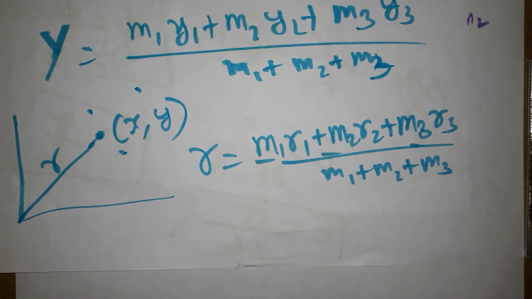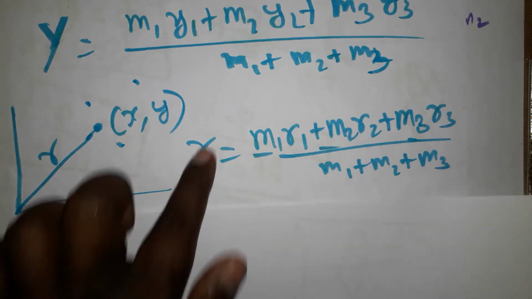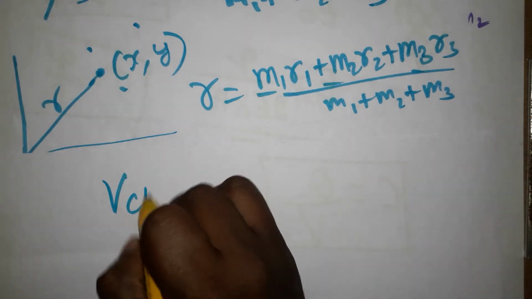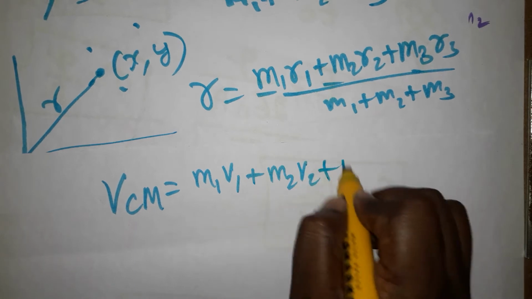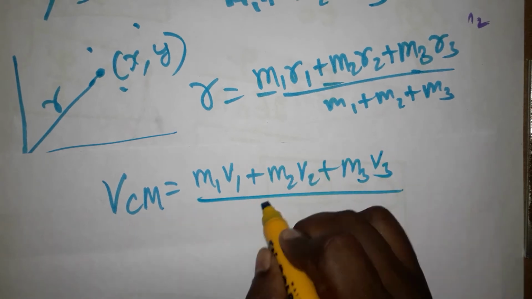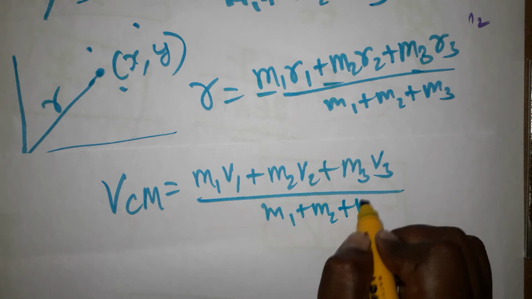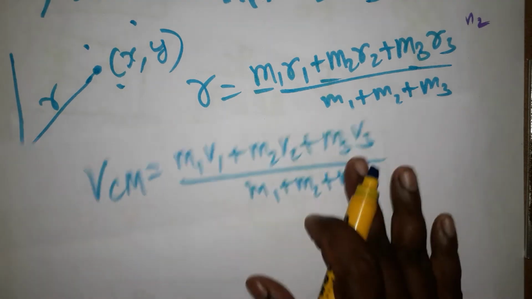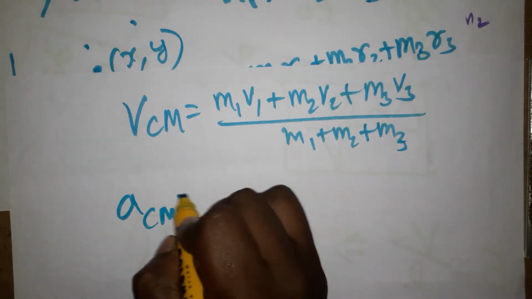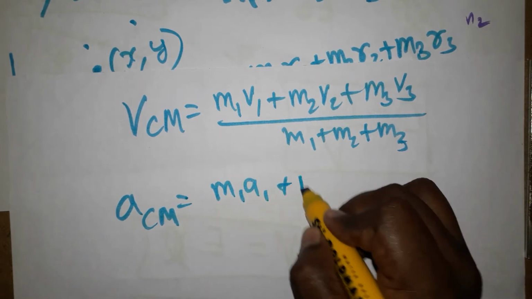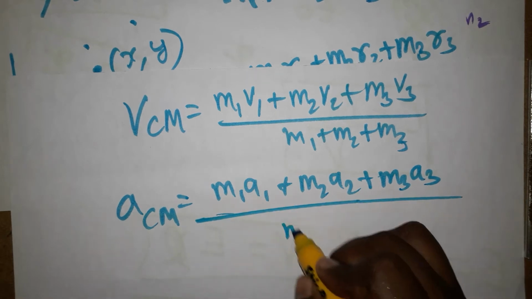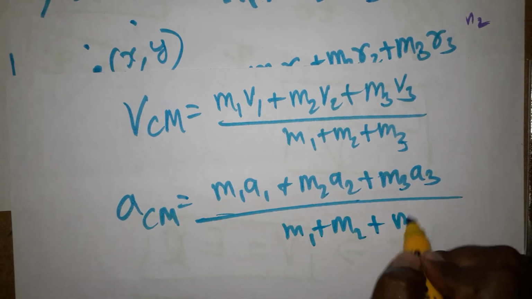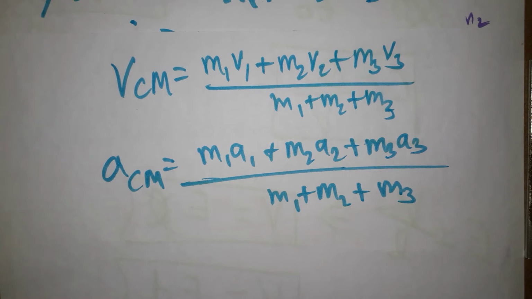For the velocity of the center of mass, VCM, just differentiate this equation: VCM = (m1 v1 + m2 v2 + m3 v3) / (m1 + m2 + m3). Similarly, the acceleration of the center of mass: ACM = (m1 a1 + m2 a2 + m3 a3) / (m1 + m2 + m3).